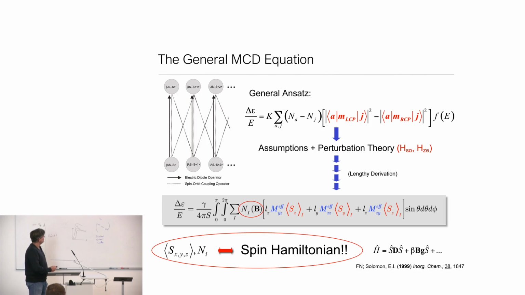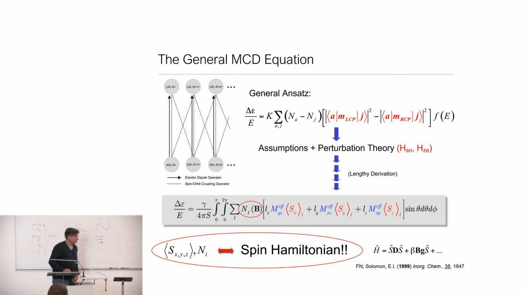The fact of the matter is that you can use a standard spin Hamiltonian to calculate these Boltzmann populations and these spin expectation values, and that is really the crucial key step where you connect the world of the spin Hamiltonian with the world of the MCD spectroscopy. Yeah? So the excited state information is here in these polarization products, and the ground state or EPR kind of information is here in the Boltzmann populations and the spin expectation values.